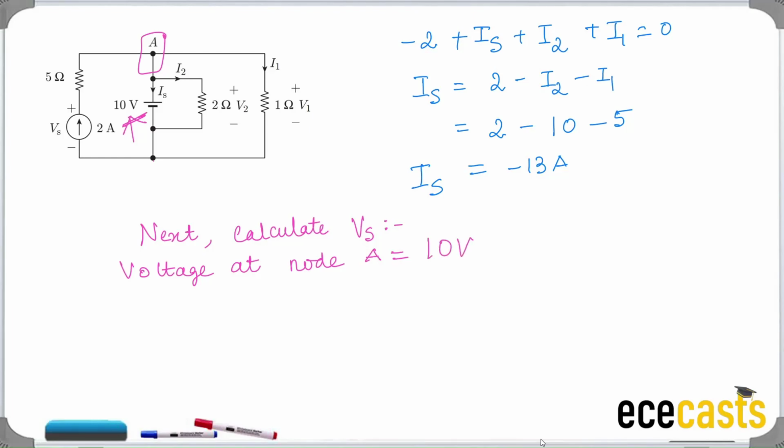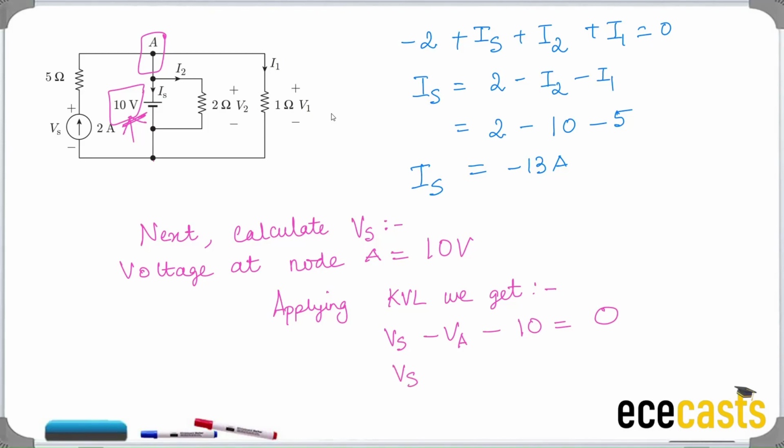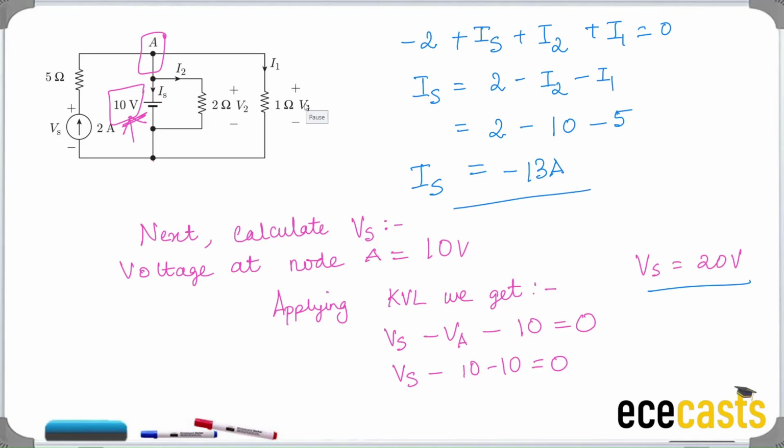Now we frame the KVL equation. Applying KVL, we get Vs minus Va minus this 10 volt supply is equal to 0. We replace the value of Va, so we get Vs minus 10 is equal to 0. This gives Vs is equal to 20 volt. So we are getting Is as minus 13 ampere and Vs as 20 volt.